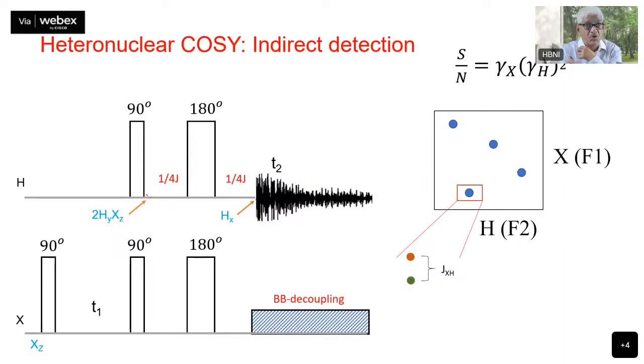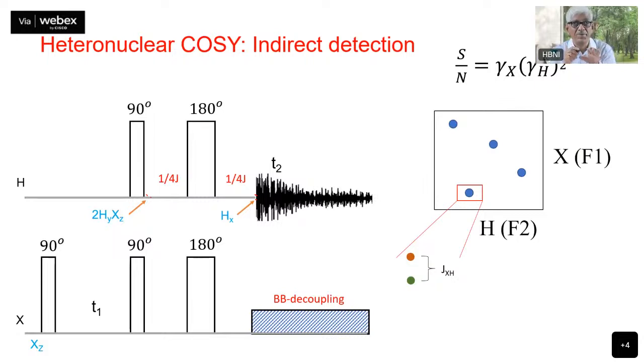Chemical shift does not evolve. Proton chemical shift does not evolve because I put a spin echo. The 180 pulse refocuses the proton chemical shifts. It only evolves under the coupling. 2HYXZ will give me HX at this point. So in-phase proton magnetization at this point. Now since it is in phase, during the T2 period, I can decouple. I can decouple the X nucleus. Therefore, I decouple here, the BB decoupling, broadband decoupling.